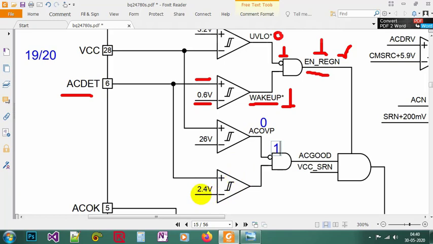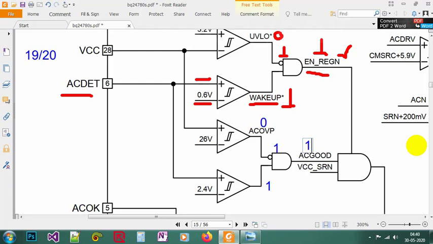and the lower is 2.4 volt. So that means the AC detect voltage must be more than 2.4 volt. Then only you will get a high output from the Schmitt trigger. Now we got two high inputs, then we will get a high output, that will be your AC good.